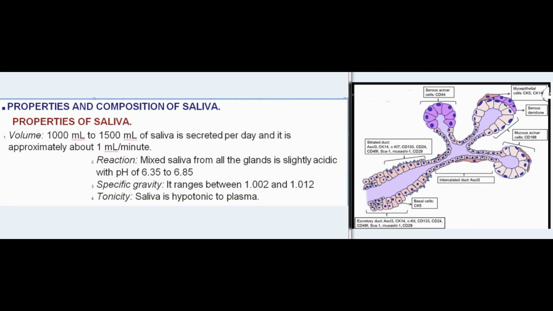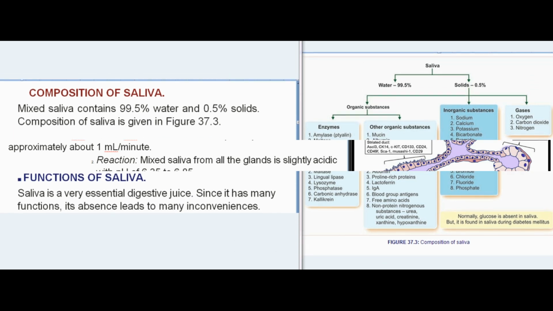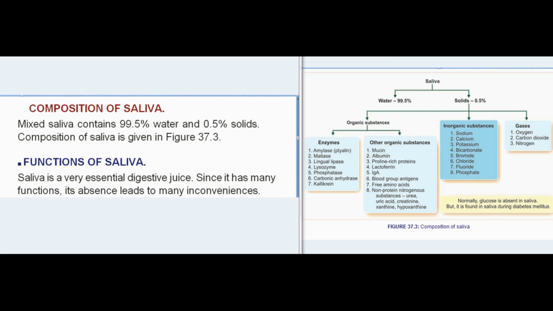Properties and composition of saliva. Properties of saliva. Volume: 1000 ml to 1500 ml of saliva is secreted per day, and it is approximately about 1 ml/minute. Reaction: mixed saliva from all the glands is slightly acidic with pH of 6.35 to 6.85. Specific gravity ranges between 1.002 and 1.012. Tonicity: saliva is hypotonic to plasma. Composition of saliva: mixed saliva contains 99.5% water and 0.5% solids. Composition of saliva is given in Figure 37.3.